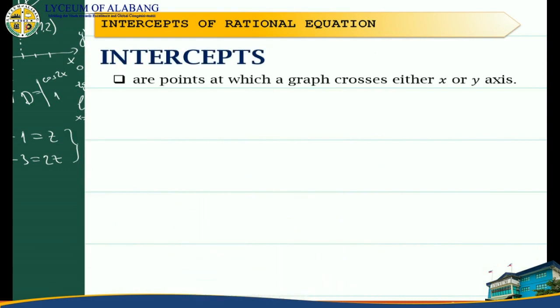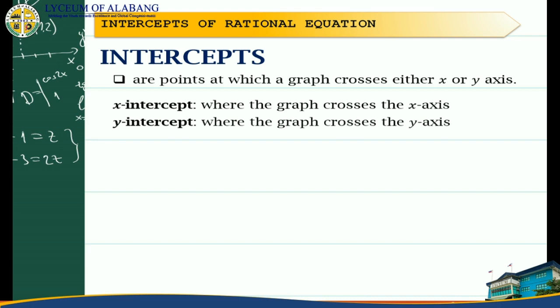Intercepts are points at which a graph crosses either x or y axis. X-intercept, where the graph crosses the x-axis. The x-intercept of a function is the x-coordinate of the point where the function crosses the x-axis. Since the function can cross the x-axis multiple times, it can have multiple x-intercepts. The values of x-intercepts of y is equal to f of x can be obtained by setting f of x is equal to 0.